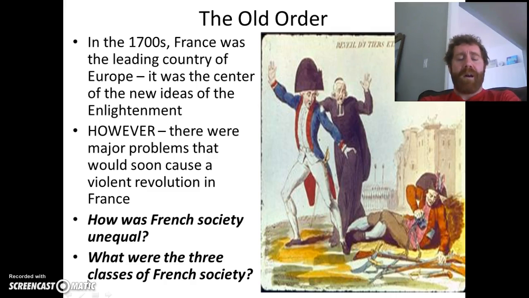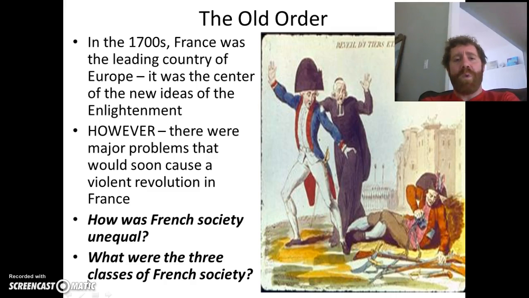And we'll look at some of these problems that the third estate had with the old regime, or the old order. So the first question on this PowerPoint slide was, how was French society unequal? And how did this inequality help cause or bring about the French Revolution?